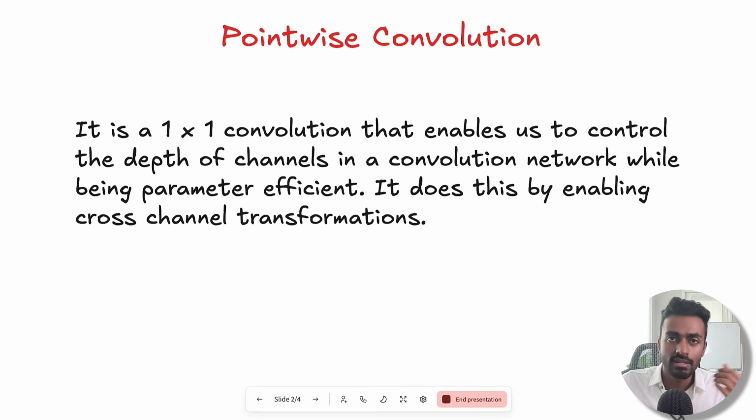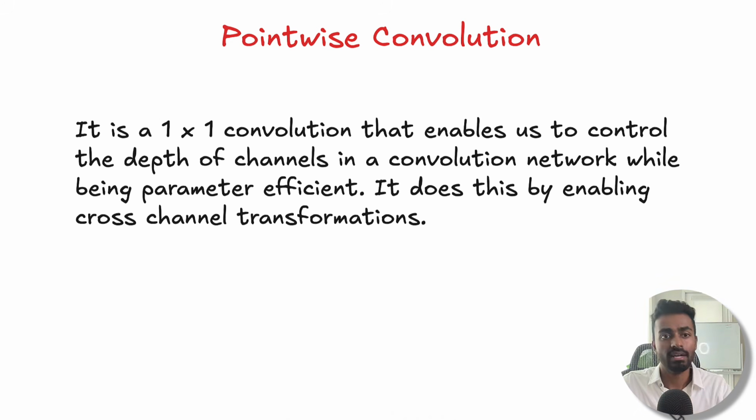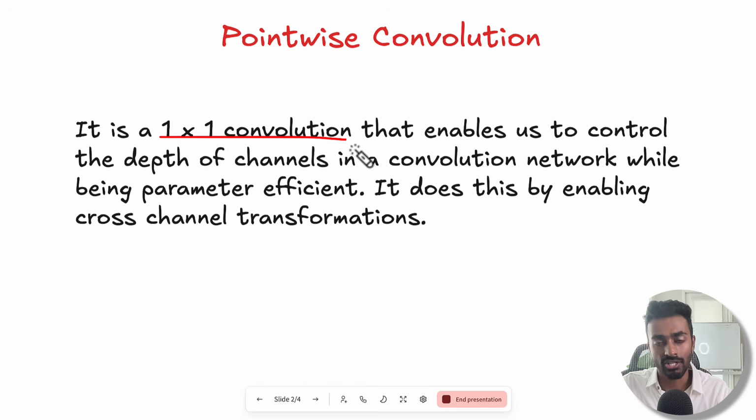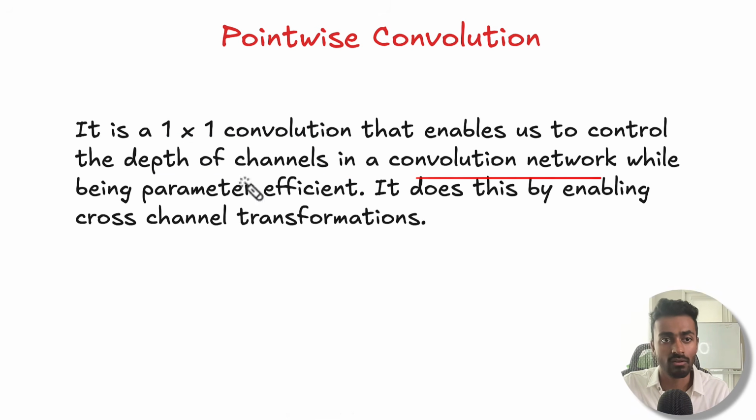Now that's going to do it for quiz time, but before we go, let's generate a summary. So we started this video out with a broad definition of pointwise convolution. It is a 1x1 convolution that enables us to control the depth of channels in a convolution network while being parameter efficient. And it does this by enabling cross-channel transformations.